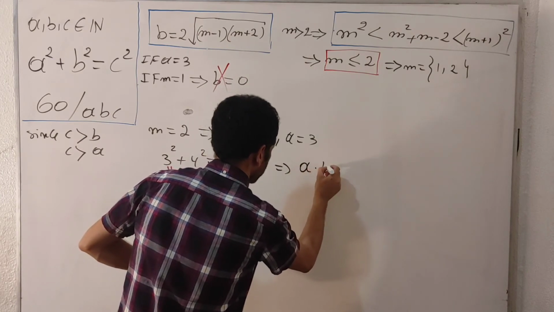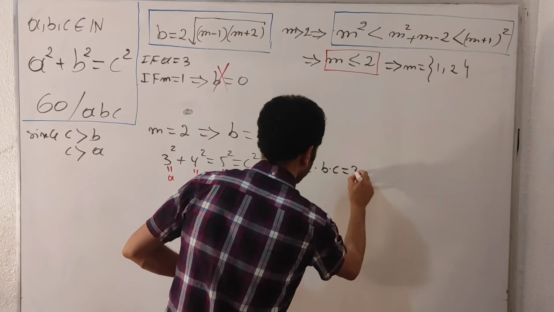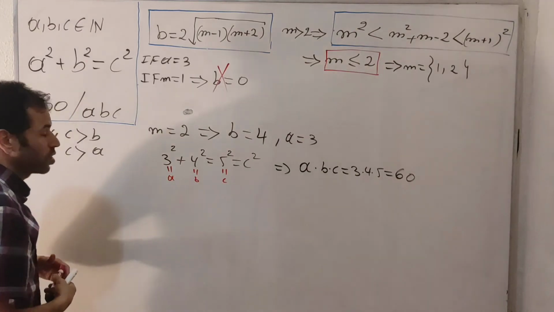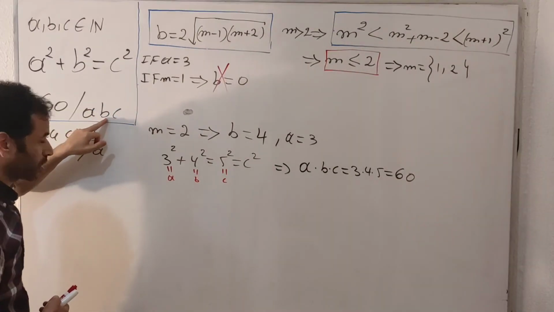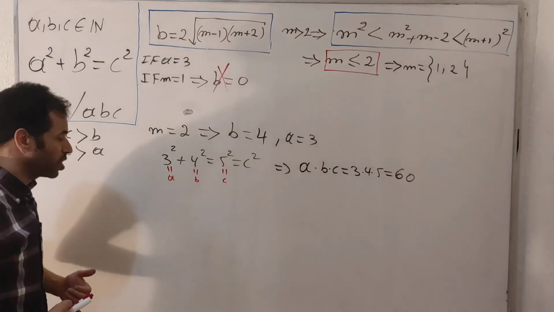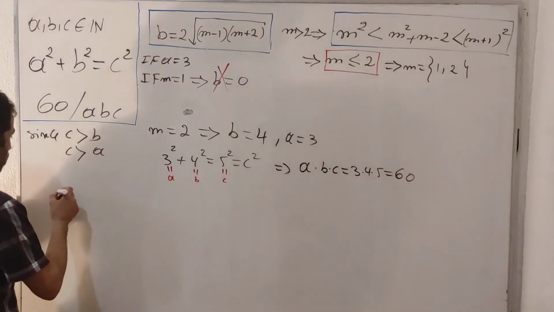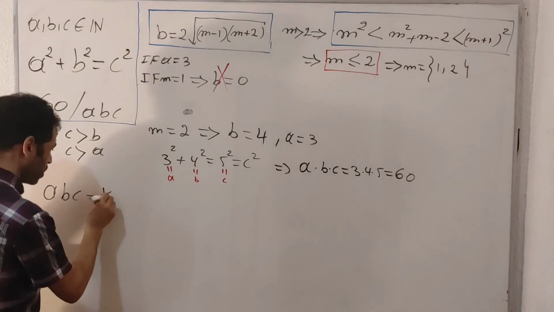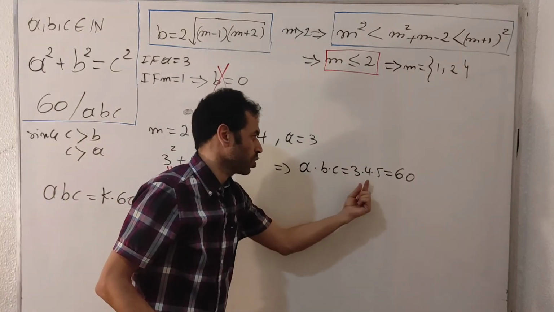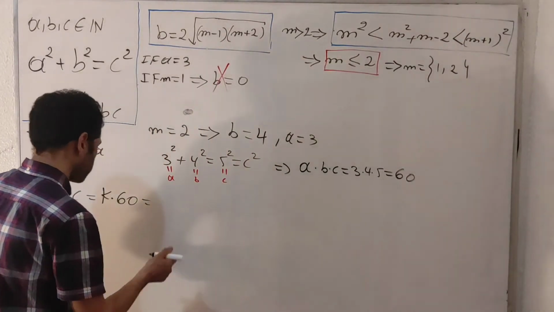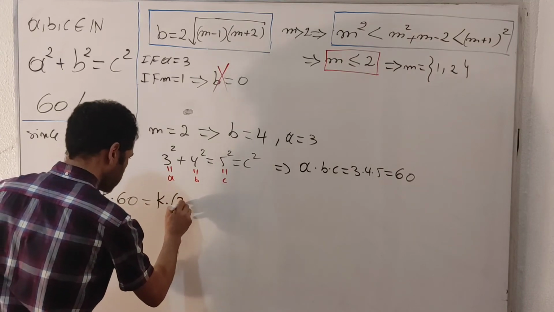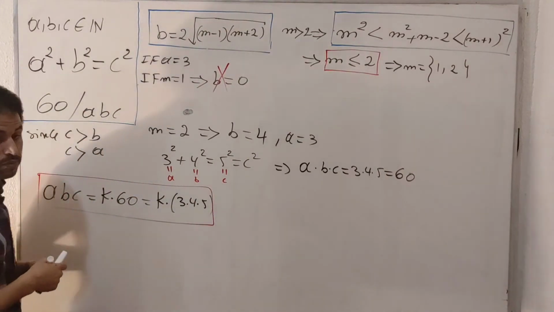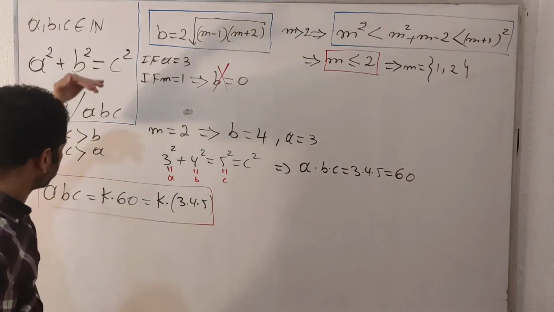A multiplied by B multiplied by C gives us 3 multiplied by 4 multiplied by 5, which equals 60. So according to the divisibility statement, 60 divides this product ABC. In other words, ABC is divisible by 60. That means ABC equals K multiplied by 60, and we know 60 equals 3 multiplied by 4 multiplied by 5. So we have K multiplied by 3 multiplied by 4 multiplied by 5. This is just the base case.